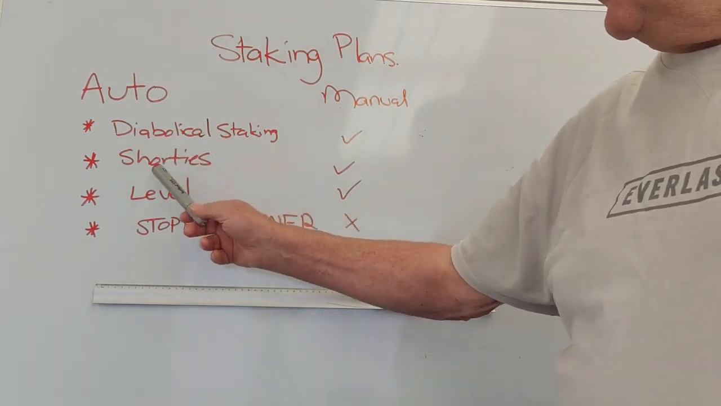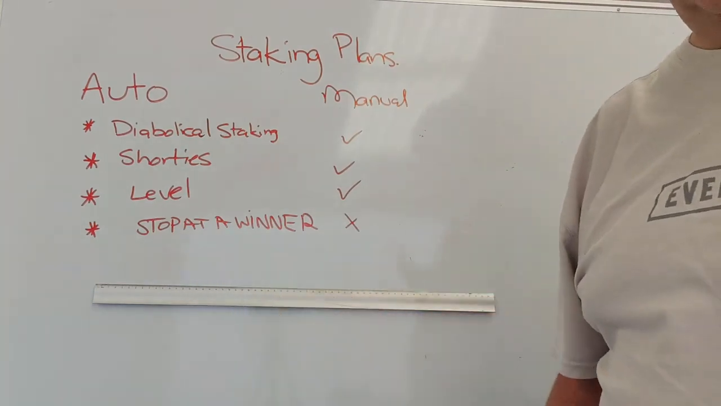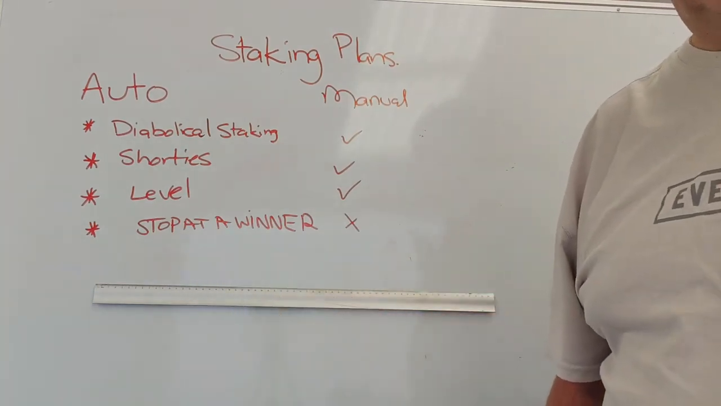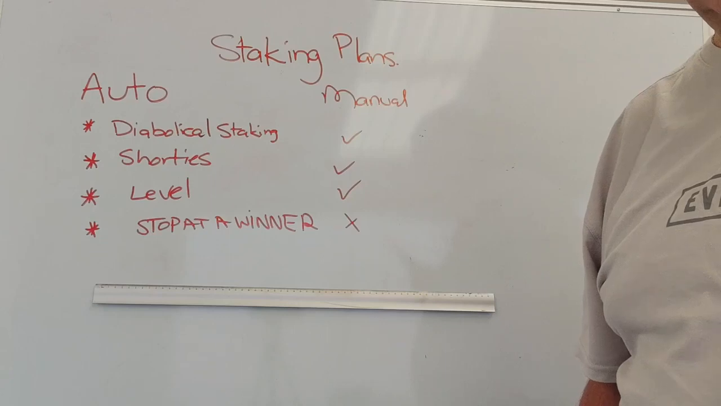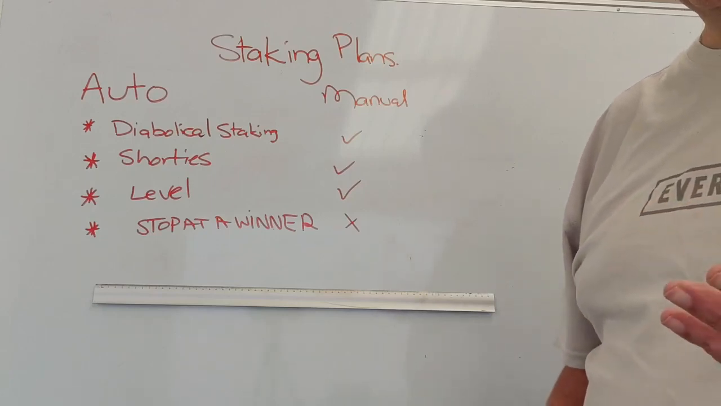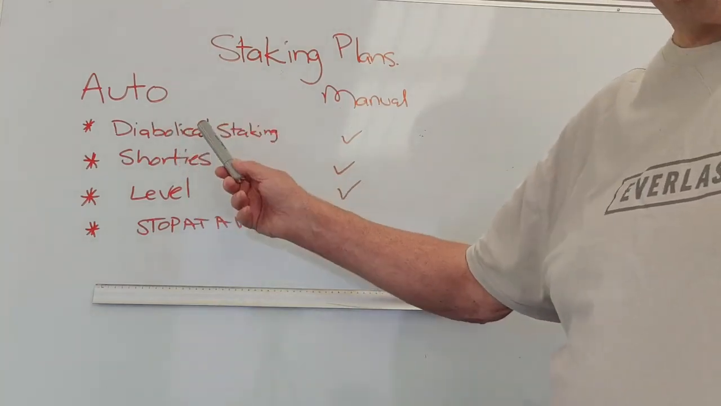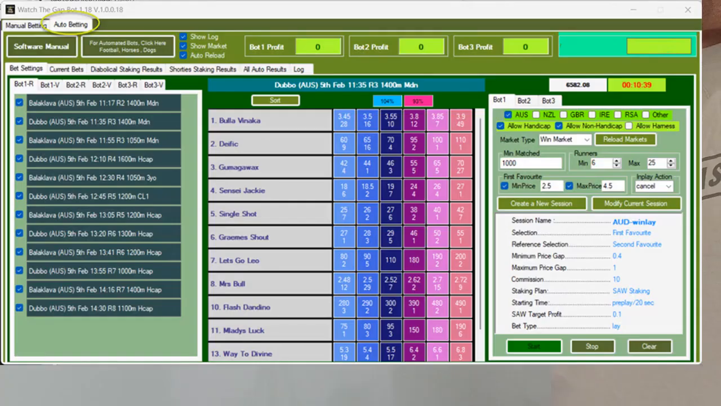You can use the diabolical, and you could use it in shorties, and you could use it in stop at a winner. So you could use 3 staking plans for the one selection criteria. But that would be a little bit short-sighted. You'd be better off to obviously use maybe on bot 1 the place scenario, bot 2 a win scenario with a different staking. But it's only through looking at what the bot does on auto that you can fine-tune and program exactly what your settings will be.